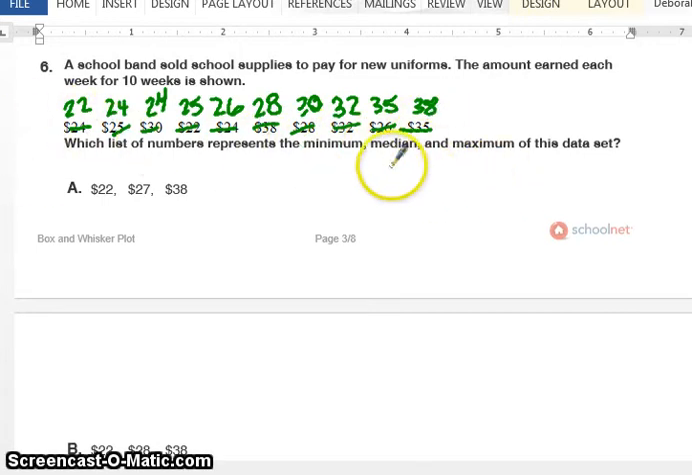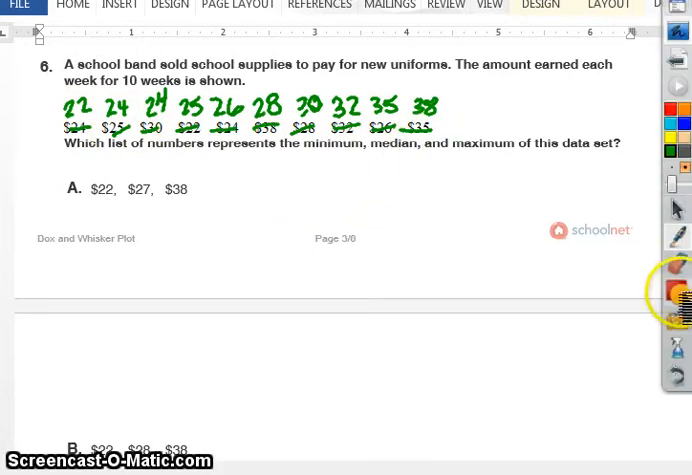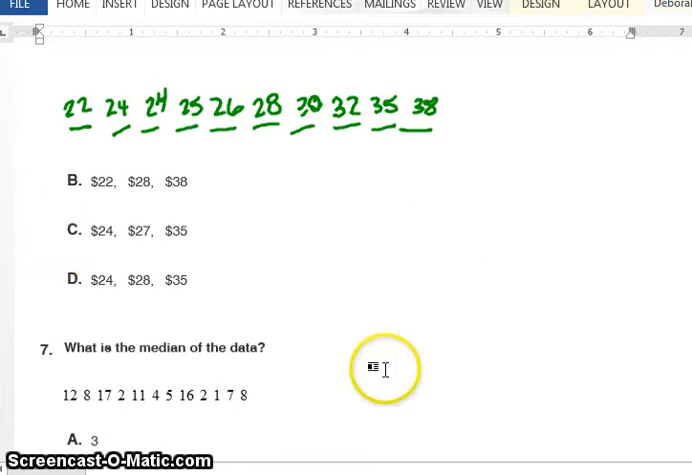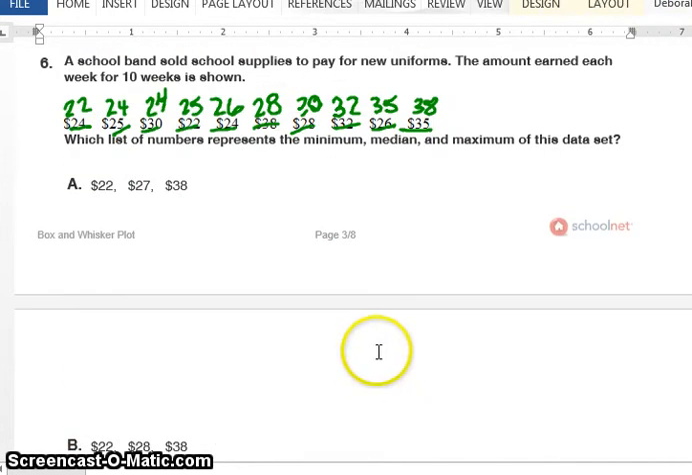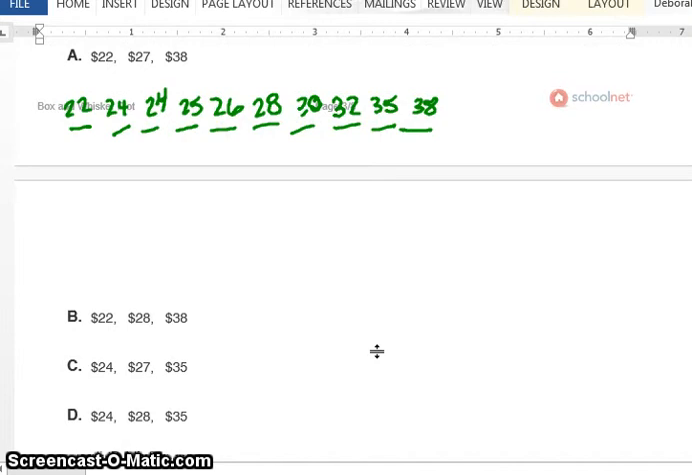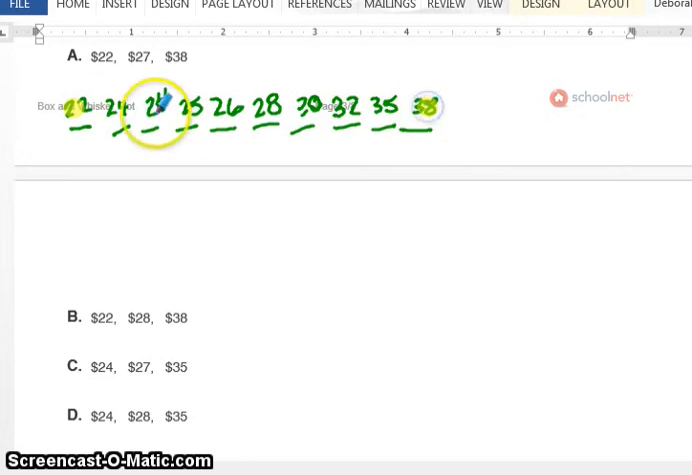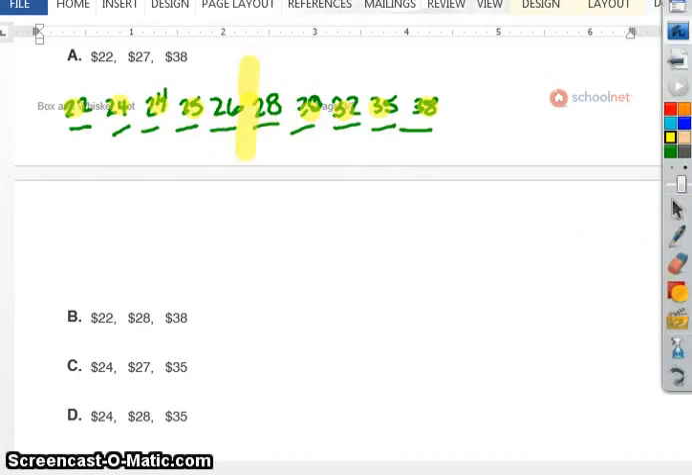Now I'm looking for the minimum. It's 22. My maximum is 38. Knowing that alone, I can rule out C and D. They do not have the correct minimum and maximum. Now I need to find the correct median. So, median mafia. Mark 1 off each end. 2, 3, 4. Looking for what's between 26 and 28, and that would be 27.